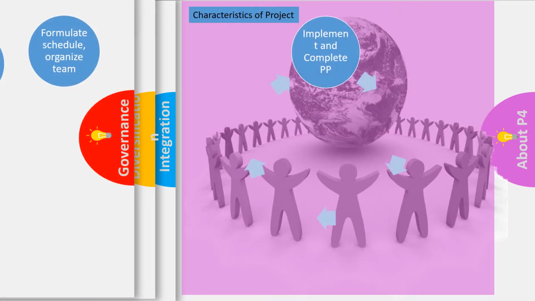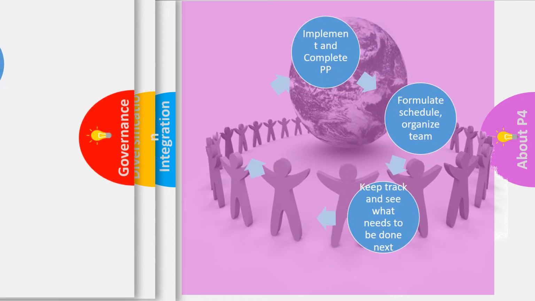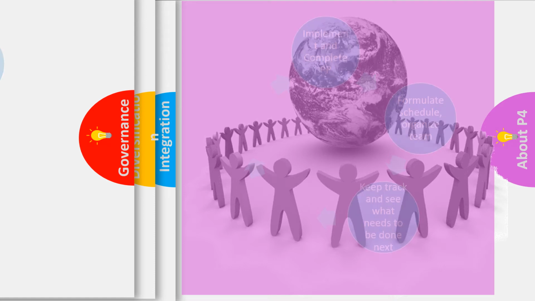Some of the other characteristics of the project: it needs to be implemented and completed. The project needs to formulate a schedule and organize the team. This is all part of the characteristics of project management. You need to keep track and see what needs to be done next. It needs to be monitored.